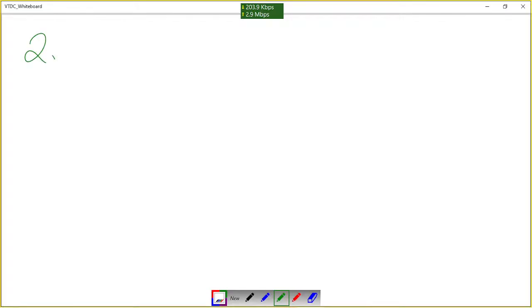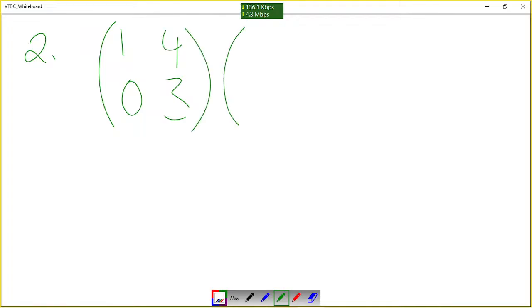Okay, question 2, we have this one, which is 1, 4, 0, 3, close bracket, open bracket, 9, 1, 7, 0, like that. Let's solve this one as well.